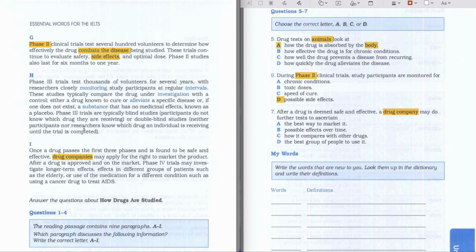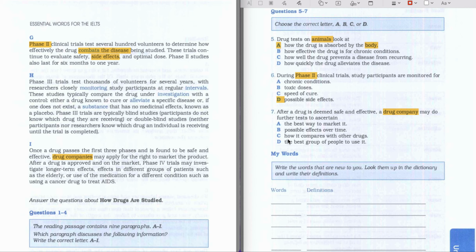Let's read this text. Once a drug passes the first 3 phases and is found to be safe and effective, drug companies may apply for the right to market the product. After a drug is approved and on the market, phase 4 trials may investigate longer-term effects in different groups of patients, such as the elderly, or use of the medication for different conditions, such as using cancer drugs to treat AIDS.